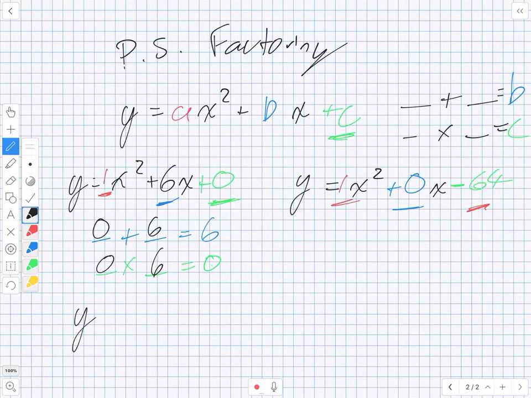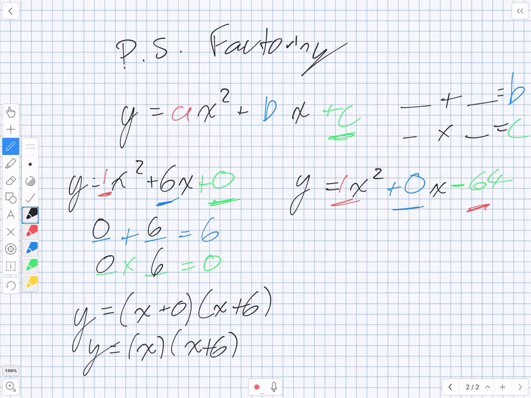Well, how would we write that? We would write it like this. y is equal to, that's supposed to be a bracket, x plus 0 and x plus 6. Well, the plus 0 becomes just x. And if you recall from our last version, we're right back at where we were on the other page, right?